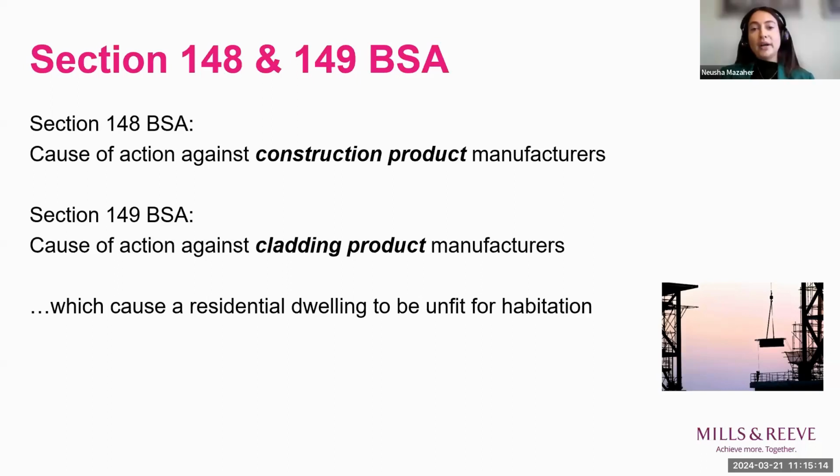Well, sections 148 and 149 introduce a new cause of action for owners or freeholders of residential buildings which are considered to be unfit for habitation, where manufacturers and sellers of construction or cladding products are to be held accountable where the use of a construction or cladding product causes or contributes to a dwelling being unfit for habitation on completion. This applies retrospectively in relation to cladding products or prospectively in relation to all construction products where the relevant products are in breach of regulations or are inherently defective or have been missold.